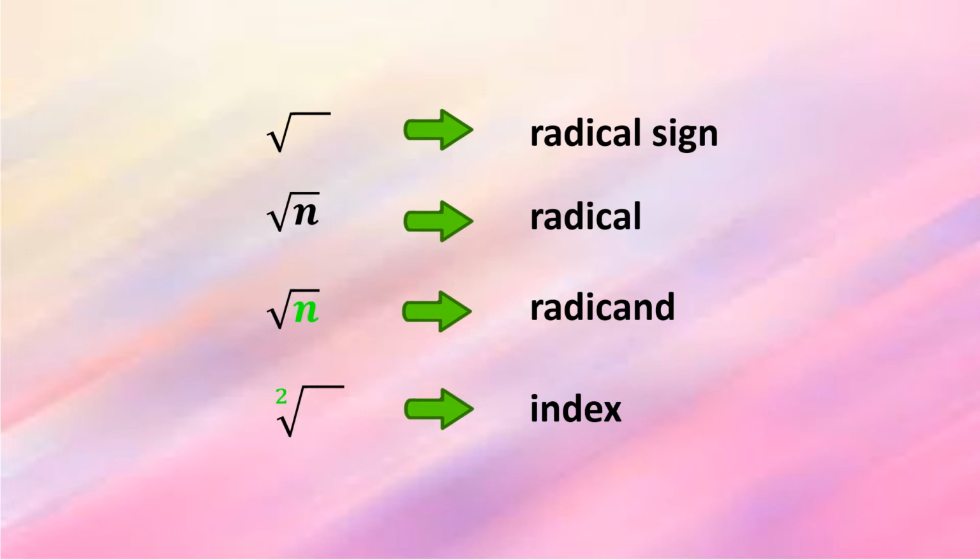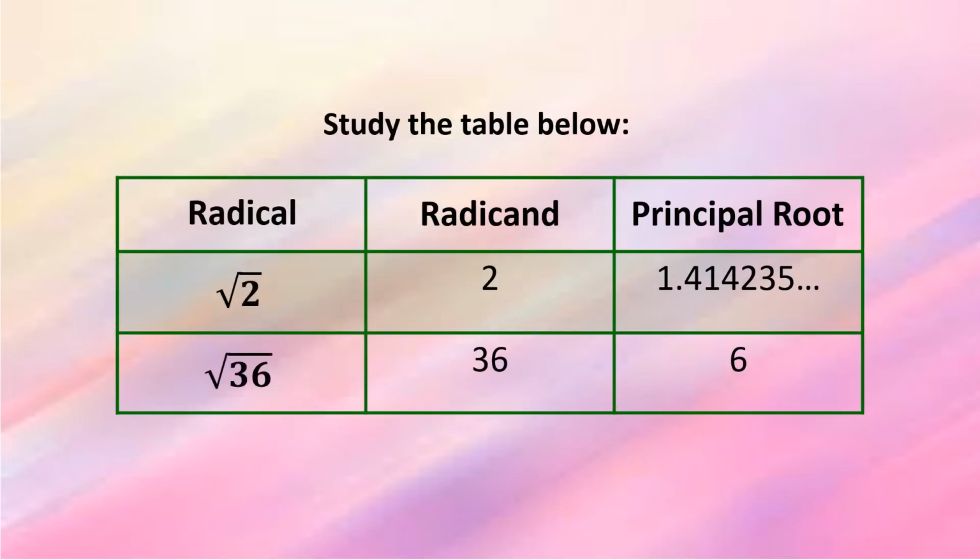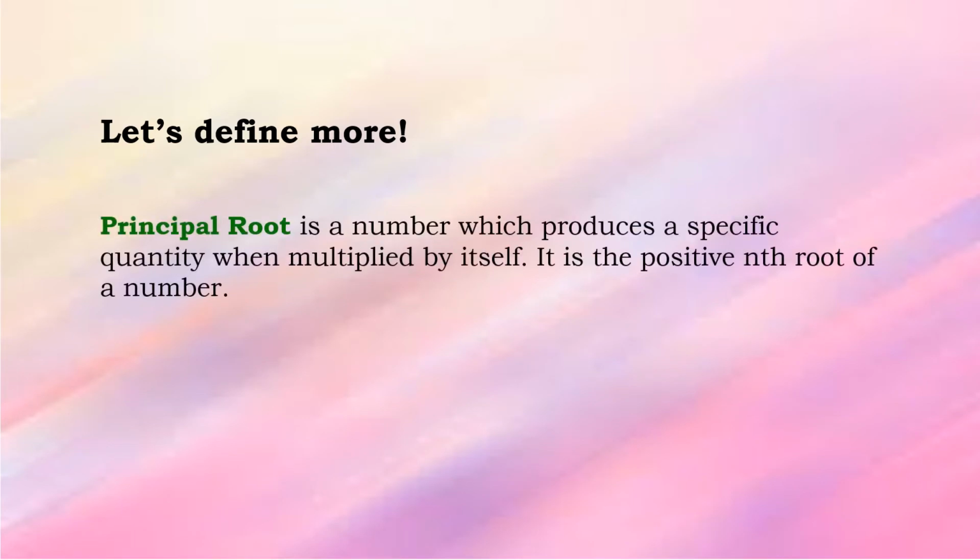Here it is. Let's study the table below. We have the radical and the radicand. When we extract the square root of 2 and the square root of 3, that is called the principal root. Let's define more. Principal root is a number which produces a specific quantity when multiplied by itself. It is the positive nth root of a number.